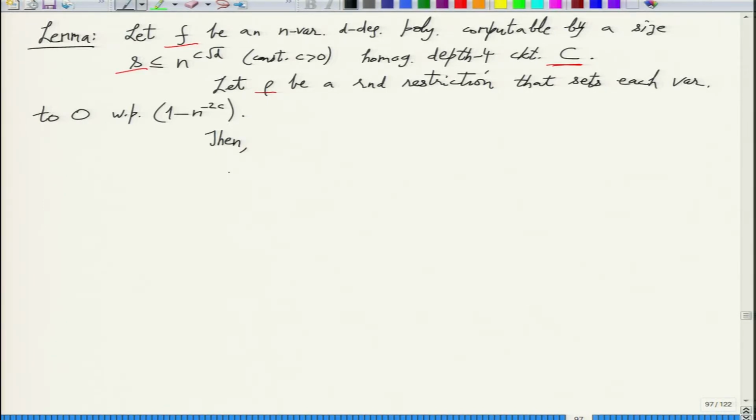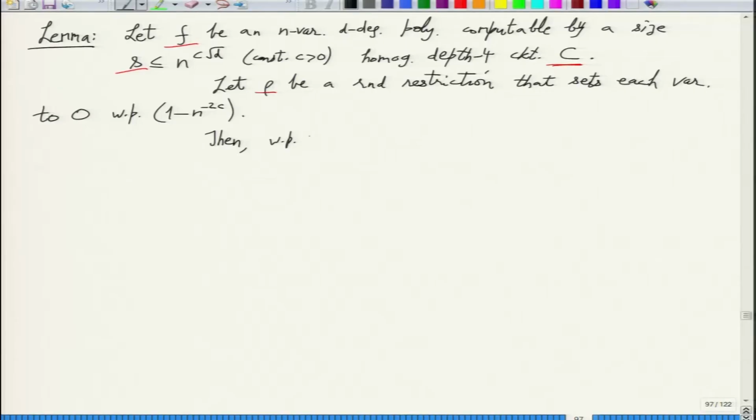So use this process rho on all the variables. So rho x1, rho x2, dot dot rho xn. The motivating case is again a monomial. A monomial that has a lot of variables has an extremely high chance of being set to 0, and a monomial that has very few variables will be able to escape from becoming 0.